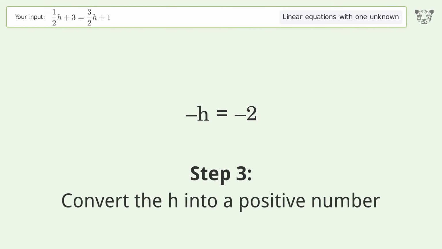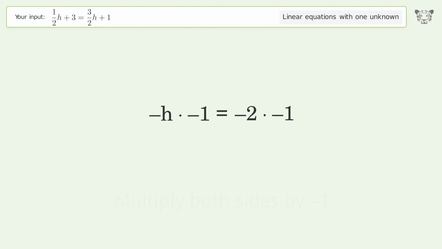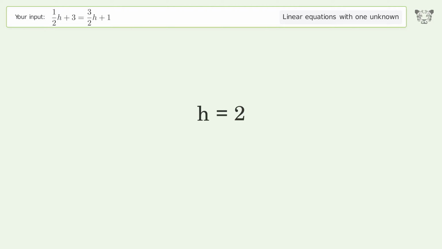Convert the h into a positive number. Multiply both sides by -1. Remove the ones. Simplify the arithmetic. And so the final result is h equals 2.